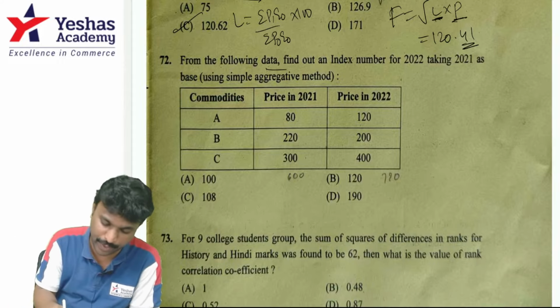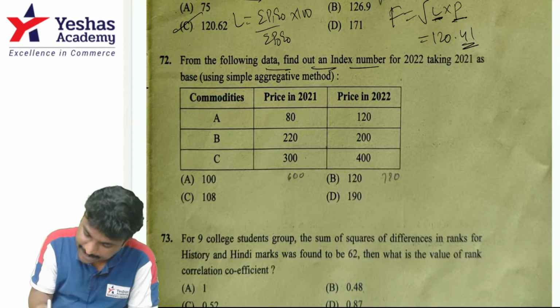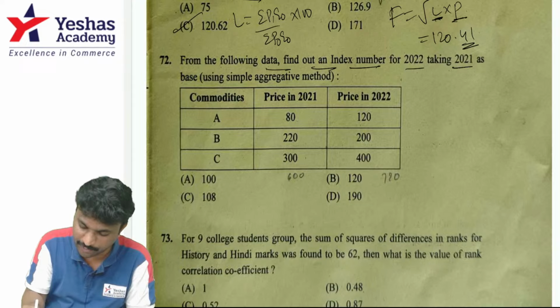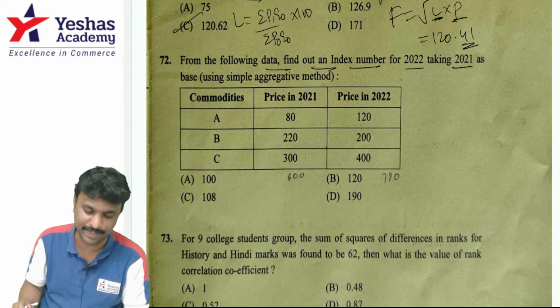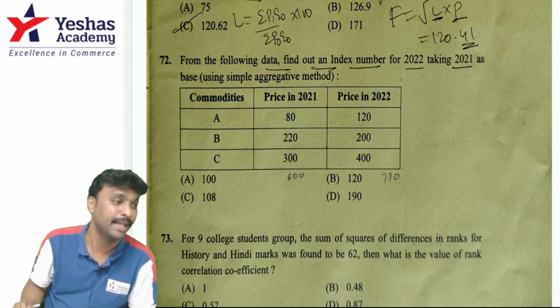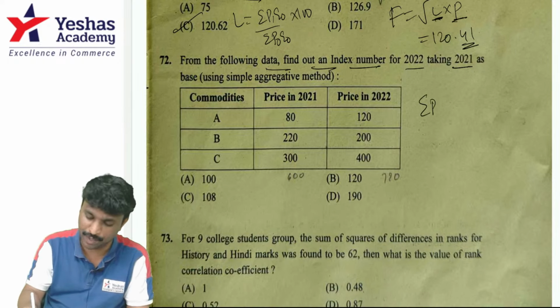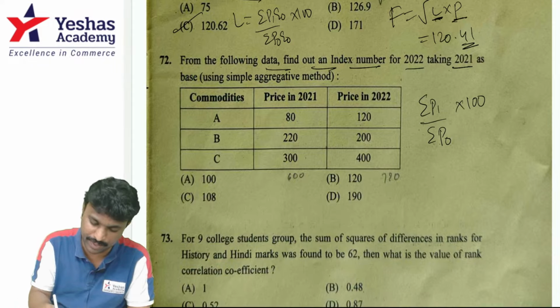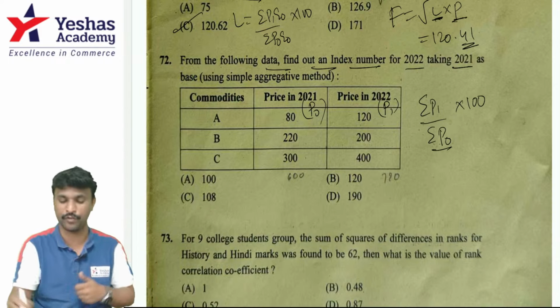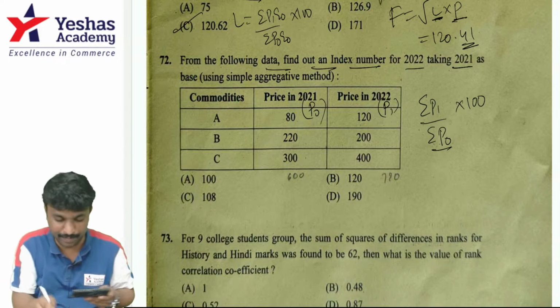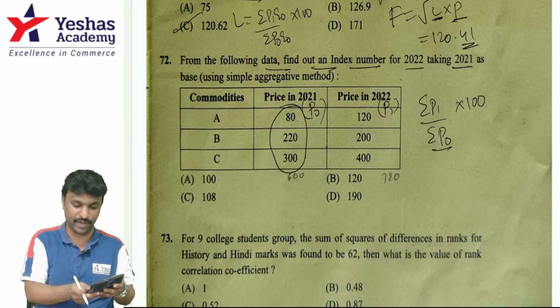72nd question. From the following data, find out an index number for 2022 taking 2021 as the base year using the simple aggregative method. Simple aggregative method, it's a price index only we should use. Summation P1 by summation P naught into 100. So P naught is this, P1 is this. So find out first of all summation P naught. That means all base year prices we have to add.